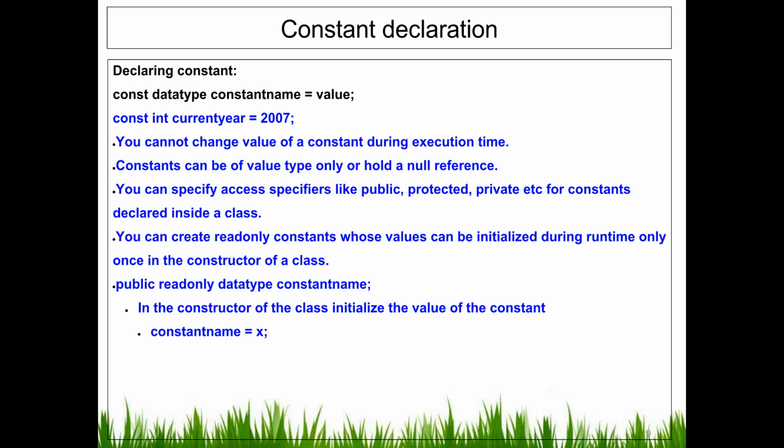So for example, const int currentYear equal to 2007 or 2016. Then it is compiled into the program, and if any code tries to modify the value of that constant, obviously it will throw an error. So you cannot change the value of a constant during execution time. Constants can only be of value type, not a reference type, and they can be public, private, protected. I will explain those when we go through the object-oriented part of it. And you can create read-only constants, which means their value is initialized once during runtime, and then it can never be changed. So this is about constants.